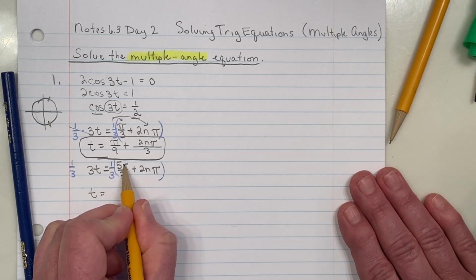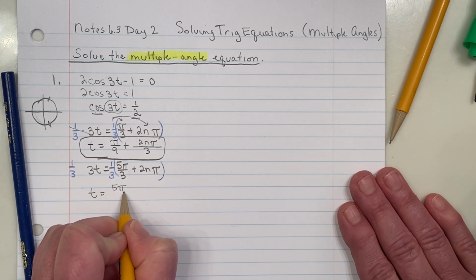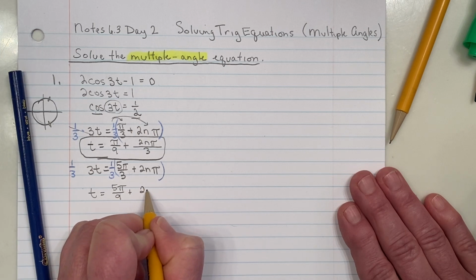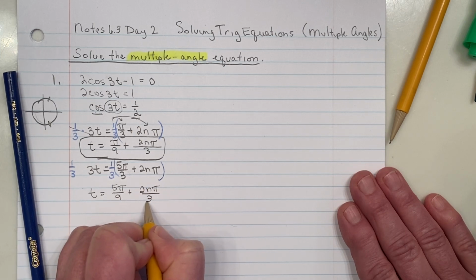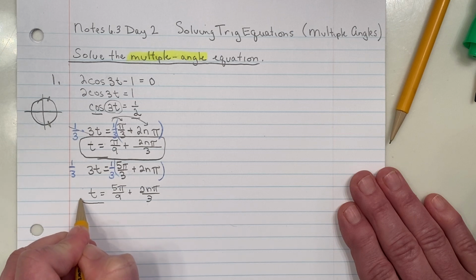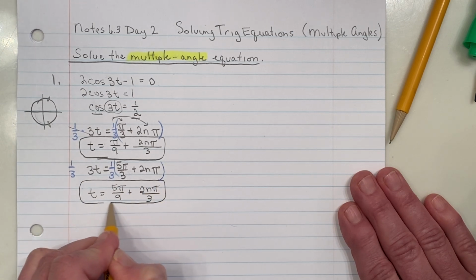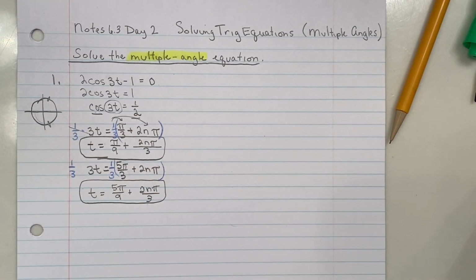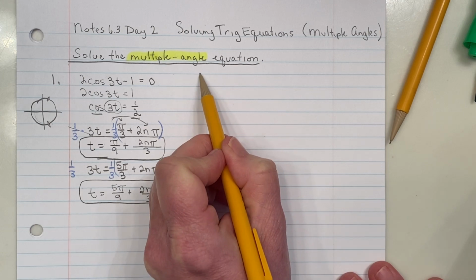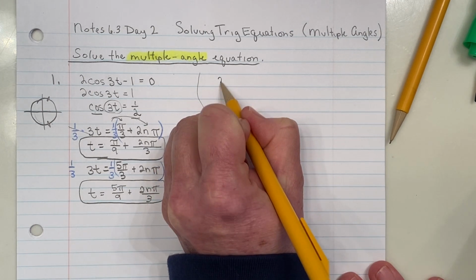So 1/3 times 5 pi over 3 results in 5 pi over 9 plus 2n pi over 3. So both these boxed answers would represent all solutions, and there's going to be an infinite number. All right, let's do another example. I'm going to come over here and do number 2.